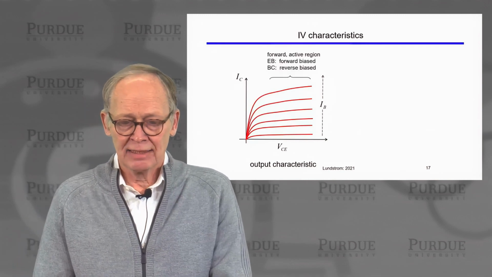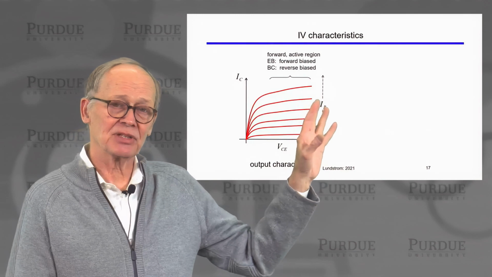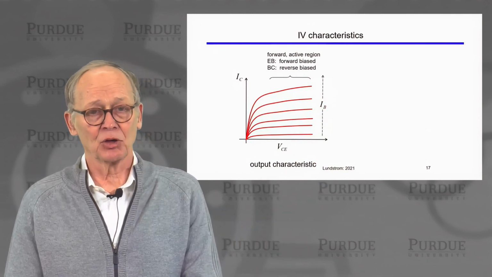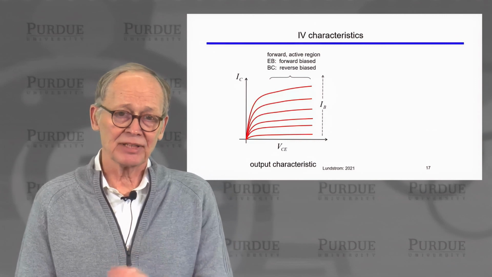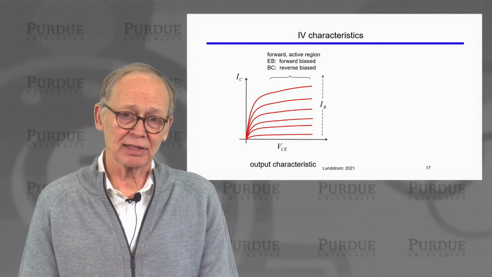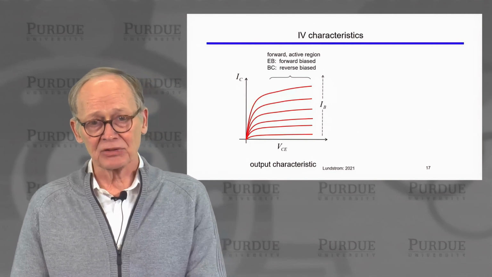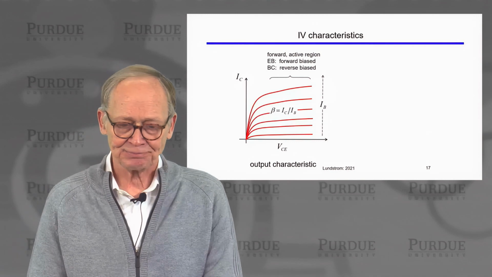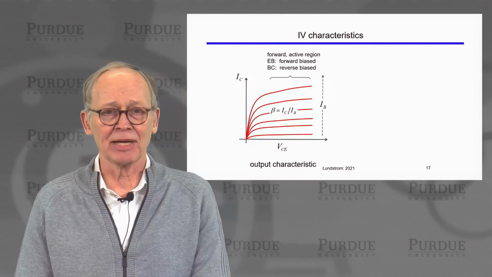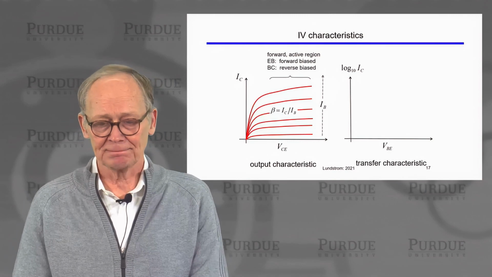Okay. So this region that we call the saturation region of a MOSFET is called the forward active region of a bipolar transistor. We forward bias the emitter-base junction to inject electrons from the emitter into the base, and we reverse bias the base-collector junction to collect electrons that diffuse across the base. And then a key parameter is the ratio of the collector current to the base current.